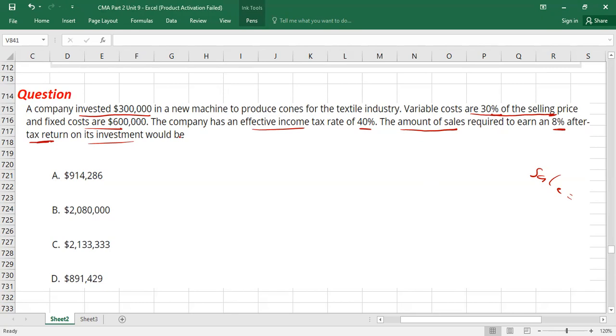So here he specified that you want an after-tax return, you can say net income, for example. But this should be 8% of the investment value. Investment value is how much? 300,000. So he's asking what amount of sales should be there, which can leave an 8% after-tax return on its investment.